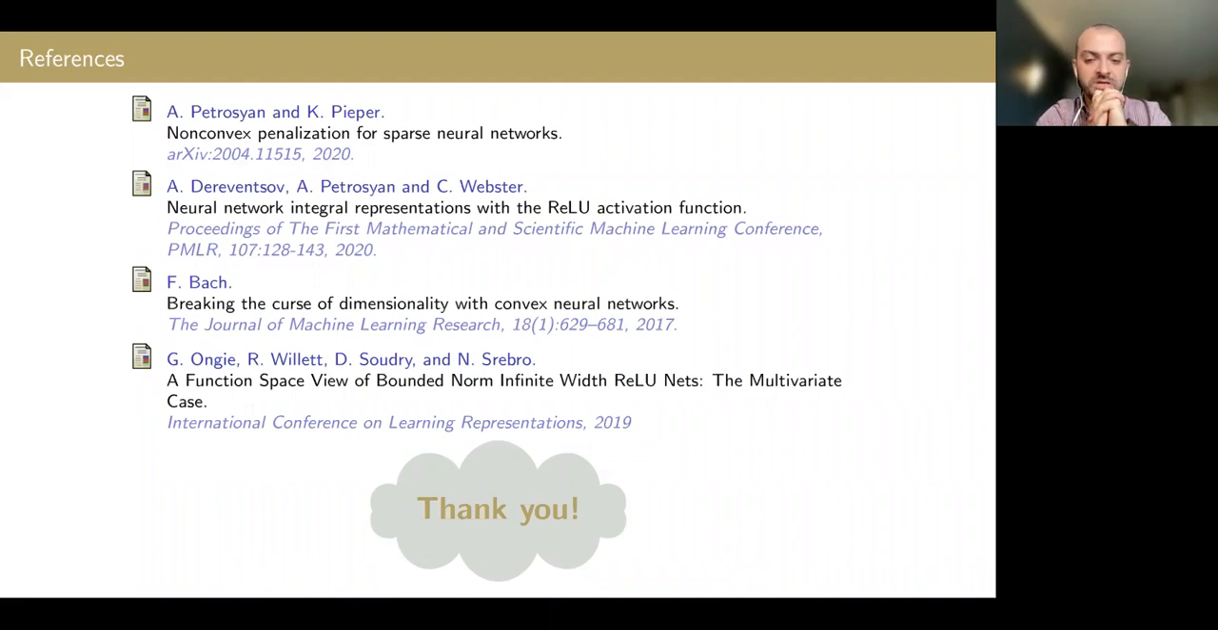The paper which I presented from is the non-convex penalization for sparse neural networks with Constantine, and the parts with the integral representation where we compute this F star norm are in this paper with Anton and Clayton, and also in the Onji Roulette paper. Another highly cited paper on convex neural networks is the paper by Bach on breaking the curse of dimensionality with convex neural networks.